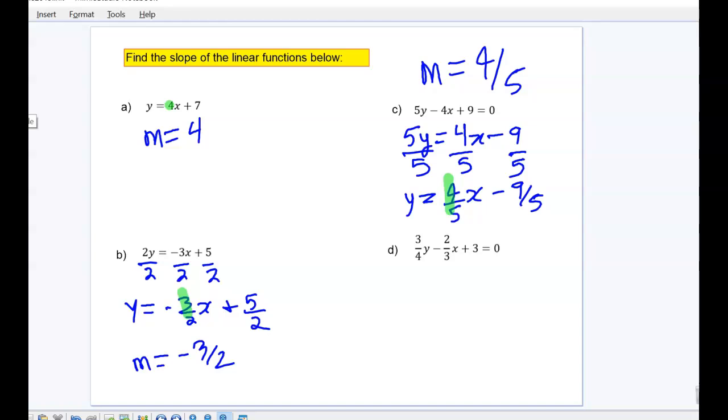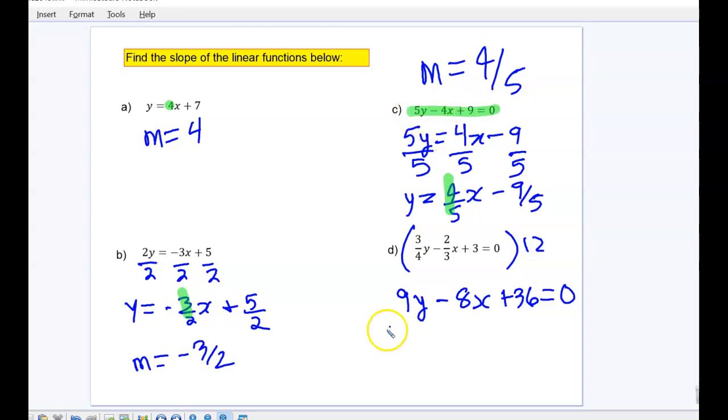Now in my last example, I want to get rid of my fractions first. So I'm going to multiply everything, first of all, by 12. So 12 times 3 divided by 4 is going to be 9y. 12 times 2 divided by 3 is going to be 8x. 12 times 3 is 36. And 12 times 0 is 0.